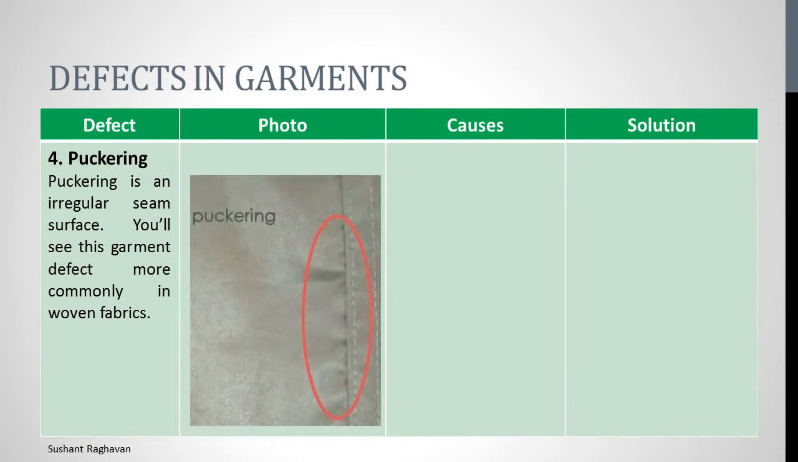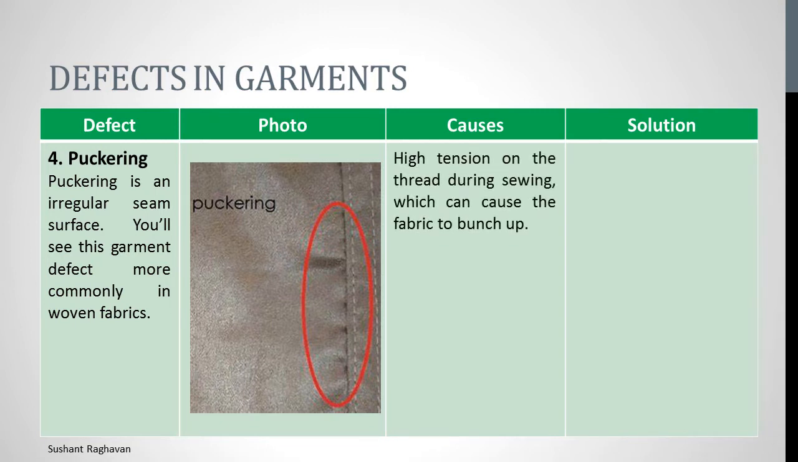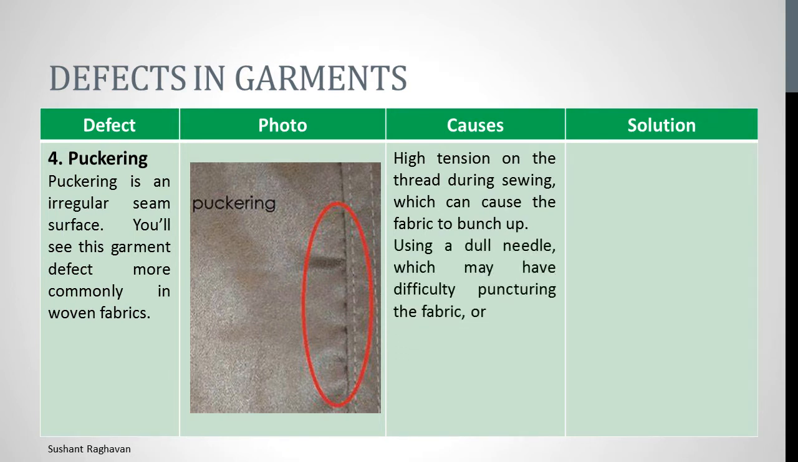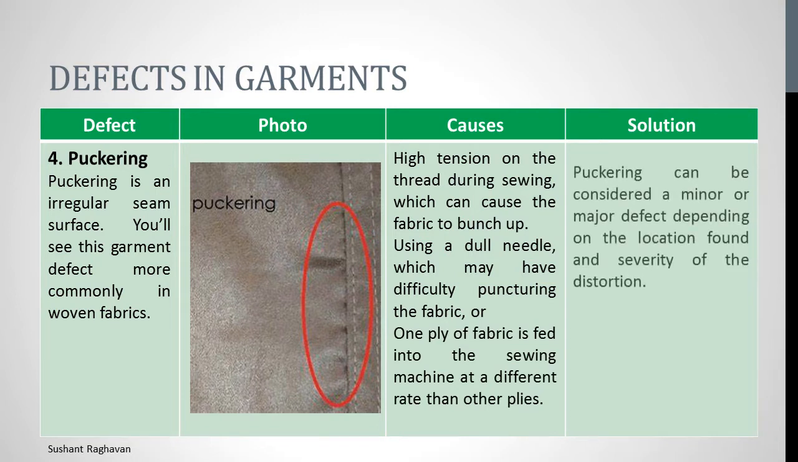Puckering. Puckering is an irregular seam surface. You will see this garment defect more commonly in woven fabrics. Causes include high tension on the thread during sewing, which can cause the fabric to bunch up, using a dull needle, which may have difficulty puncturing the fabric, or one ply of the fabric being fed into the sewing machine at a different rate than other plies.